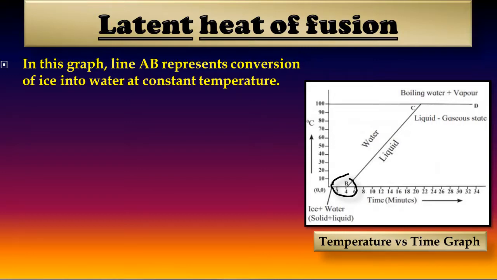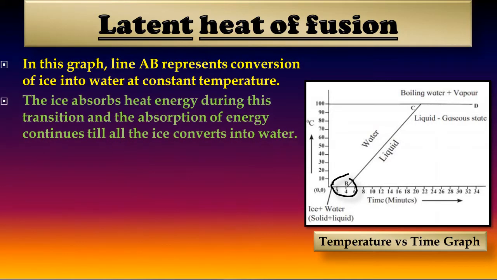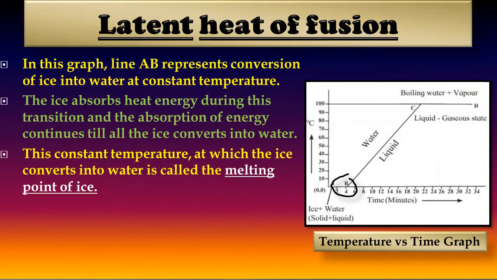When ice is heated it melts at 0 degrees Celsius and converts into water at this constant temperature. The ice absorbs heat energy during this transition, from solid to liquid, and the absorption of energy continues till all the ice converts into water. The temperature remains constant during this transition. It will only absorb the heat energy, but the temperature will not change.